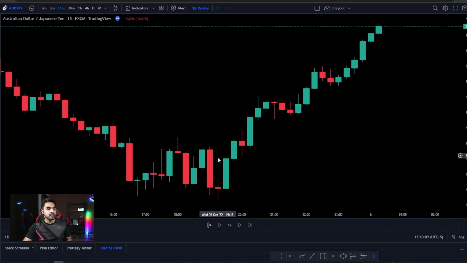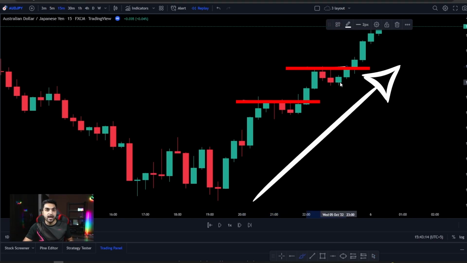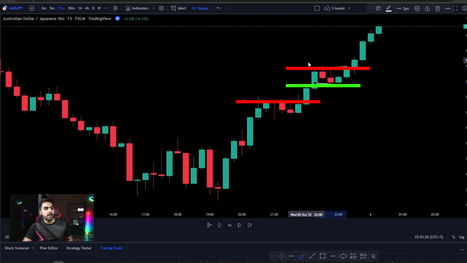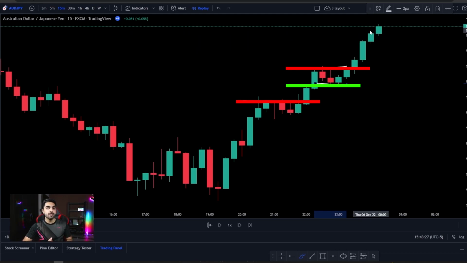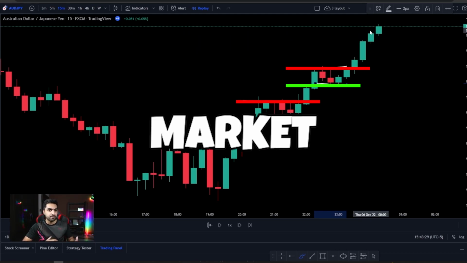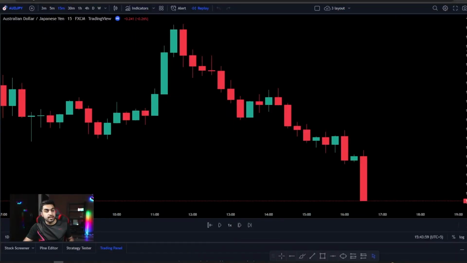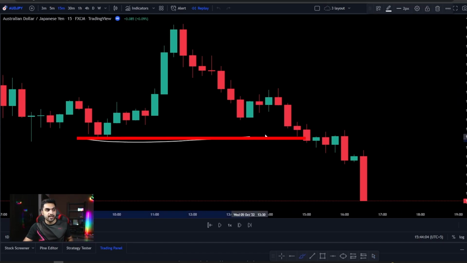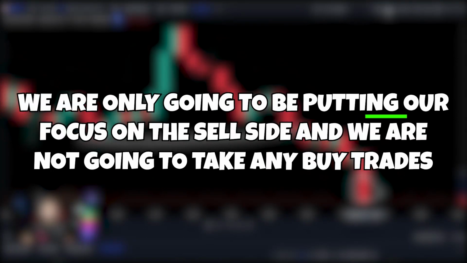Now in this example, you can see that the market is going for the upside. We are breaking market structure. We are making higher highs and higher lows. And after we broke our recent higher high, we have created a new higher high. So on a 15-minute time frame, we know that we are in the overall buyer's market structure. So we only need to put our focus on the buy side and we are not going to take any sell trades. And it's the same thing with the seller's trend as well. If the market is only going for the sell side, we are breaking previous lower lows and creating new lower lows. So that means we are only going to be putting our focus on the sell side and we are not going to take any buy trades.